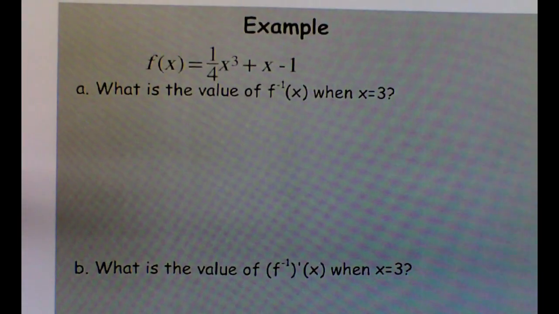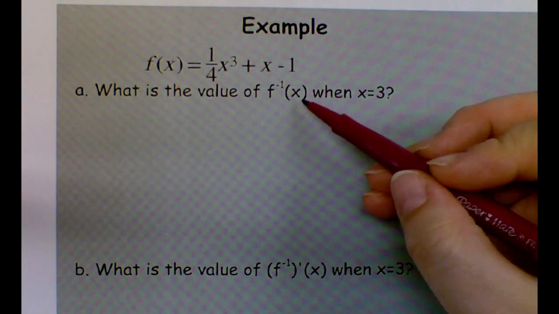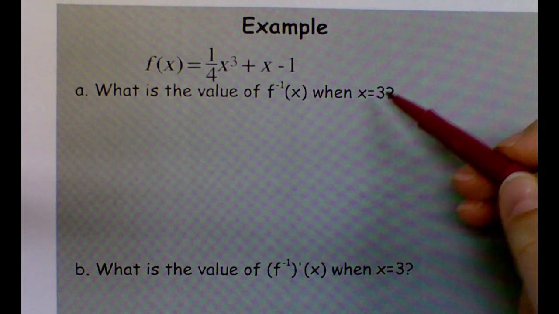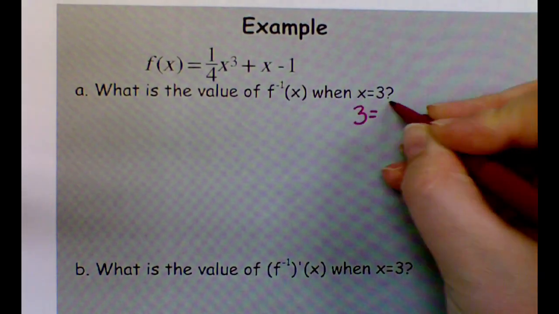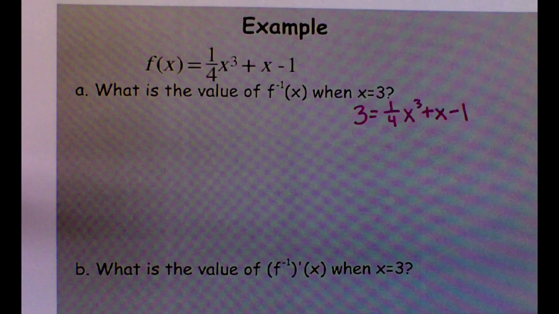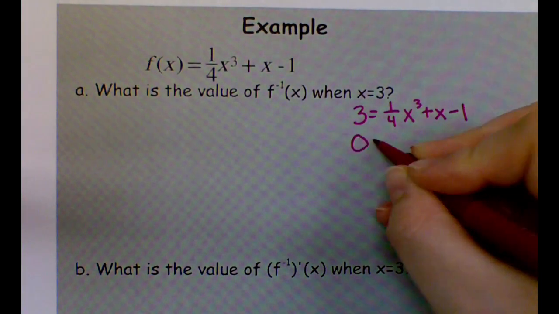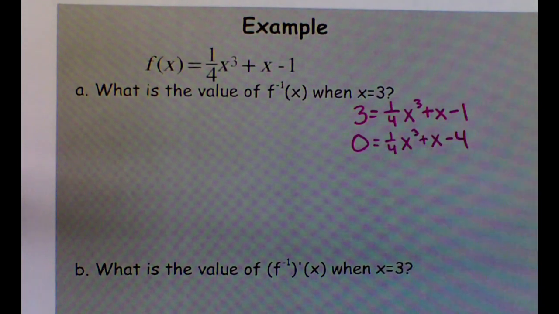We have f of x equals this function. Now I could find the inverse, but let's try to do it a different way. I start by finding the value of the inverse. That's what this means when x is 3. That means that the y value of the original function was 3. So I could say 3 equals 1/4 x cubed plus x minus 1. To do that, I've got to get a little creative. I would subtract that 3 over, and then I would probably just graph it.